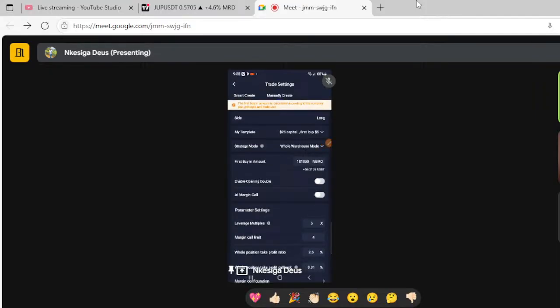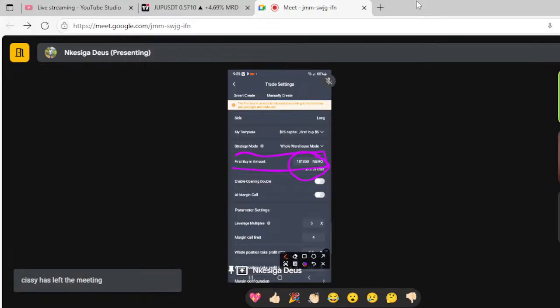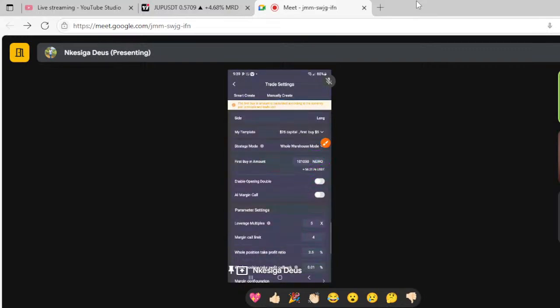When we click it, it is showing our 5x. It is showing our margin calls. It is showing our take profit. Then this is the strategy you want. The problem is here, and I want you to observe well. Ladies and gentlemen, first buy, they give you coins. They don't give you USDT. They give you first buy in form of coins, not USDT. I want you to mark it.